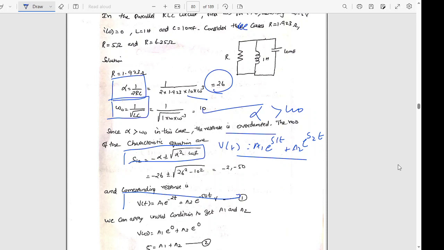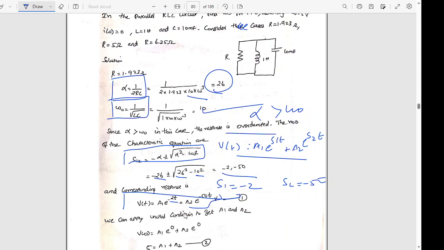So what are the roots? For roots I need to use S1,2 equal to minus alpha plus or minus root of alpha square minus omega naught square. Alpha is 26, and omega naught is 10. If I solve this, I will get minus 2 and minus 50. These are the two roots. One I can consider as S1 and another as S2. Substituting, we get V of t equal to a1 e power minus 2t plus a2 e power minus 50t.